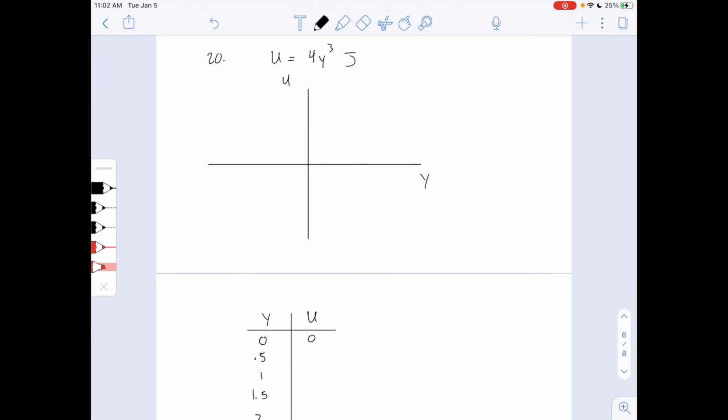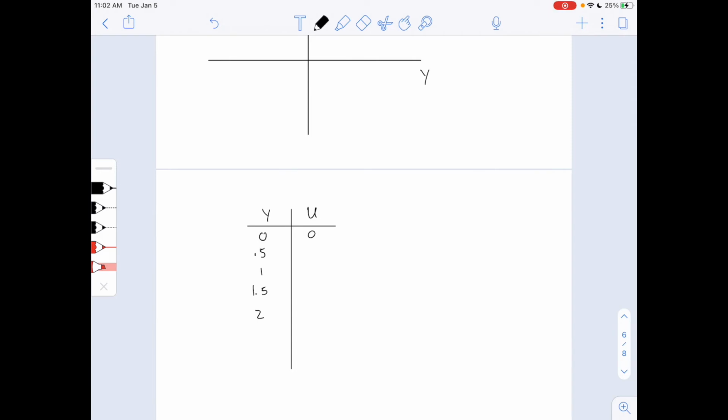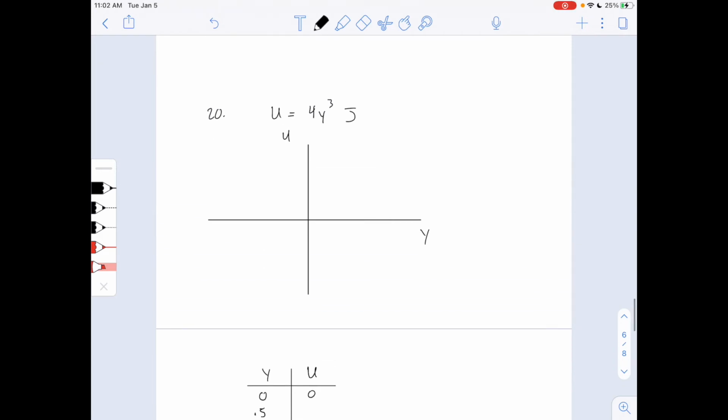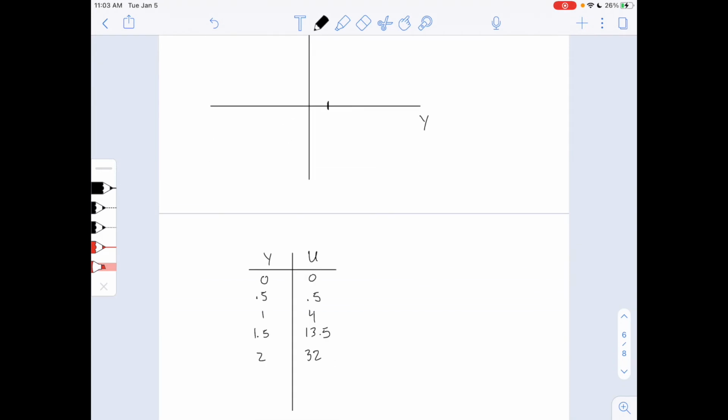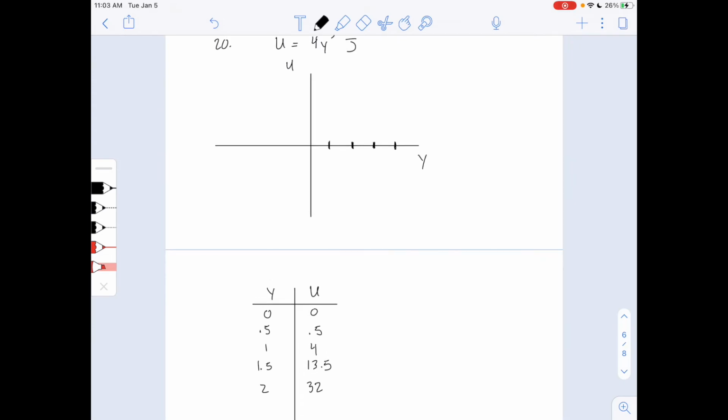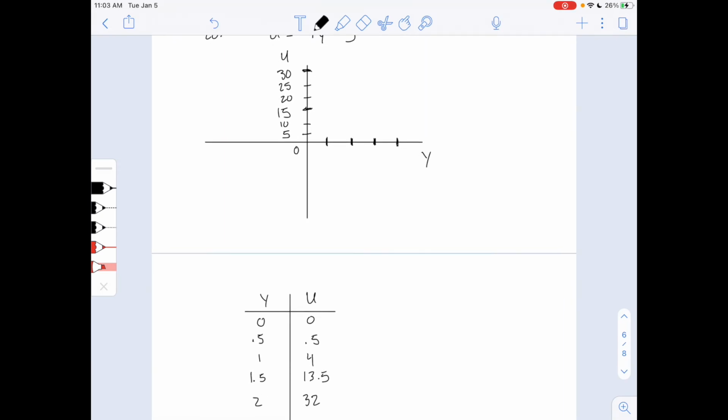Okay, and so all we're doing is plugging those values into that equation to get the data points. So I'm going to skip to that point. So there's our data points. So for our y, we're just going to do increments of 0.5. Okay, and then our potential energy goes all the way up to 32. So we'll just say this is 30 here. So there's our coordinate system. And so now we'll go ahead and plug those values in.